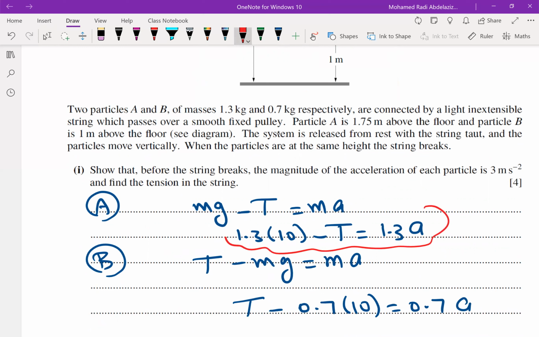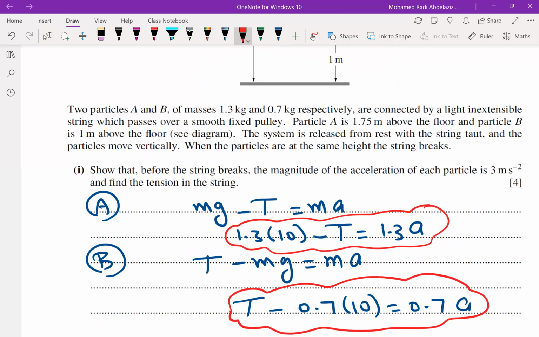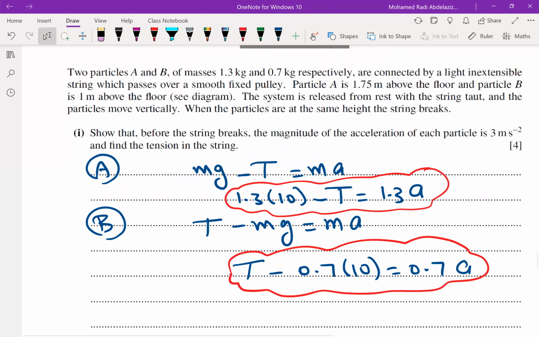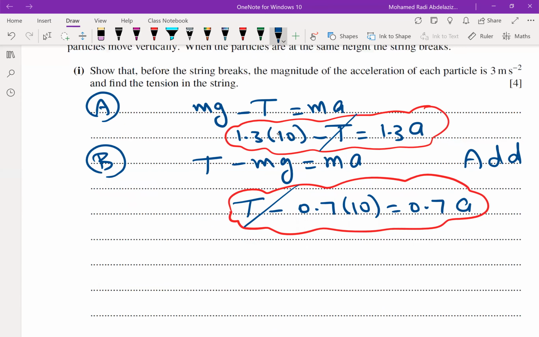By using elimination, substitution, or division, you can solve these equations to get a and T. If we add them, you can remove tension with tension. So 1.3 times 10 is 13, 0.7 times 10 is 7, and 1.3 plus 0.7 is 2, so 2 times acceleration. 13 minus 7 is 6, equal to 2a. So the acceleration is 6 divided by 2, which is 3 meters per second squared.